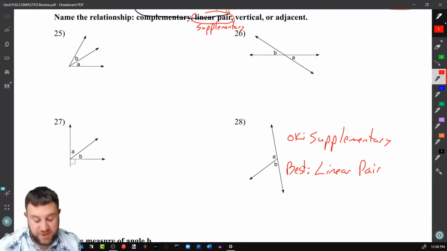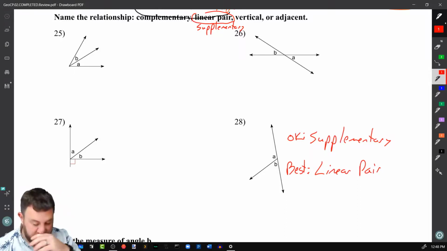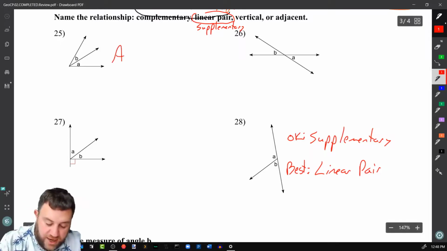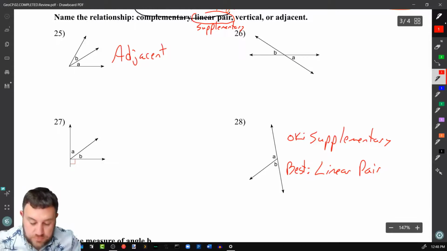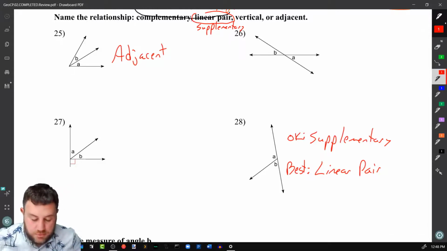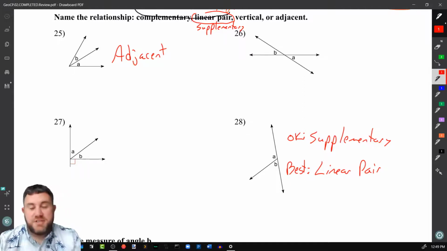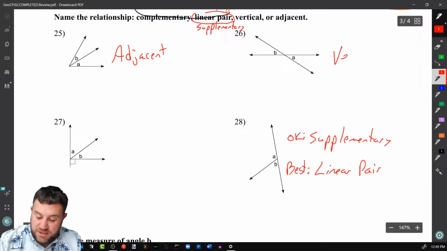So going back to 25, we know these don't form a linear pair because there's no straight line. They're next to each other, so they can't be vertical. They have to be adjacent angles. 26, we don't know anything about their measurements, but we do know we have two lines that intersect and they're on opposite sides of that intersection. So that makes these vertical angles.